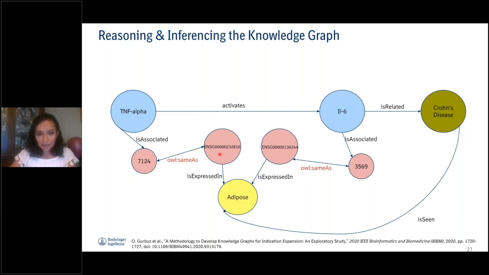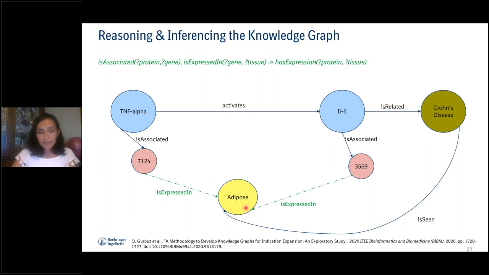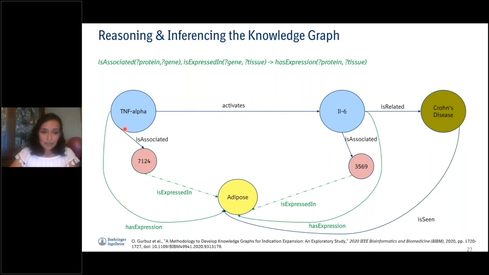So that, let's say, this Ensembl gene was expressed in adipose, and when the reasoning was on, then this link 7124 was also automatically connected to adipose. And then we defined some inferencing logic rules, like if a protein was associated to a gene, and if this gene was expressed in a tissue, then we automatically created that the protein was expressed in this tissue, because usually the data we extracted had the gene and tissue, not the protein and tissue. We just passed on the information.